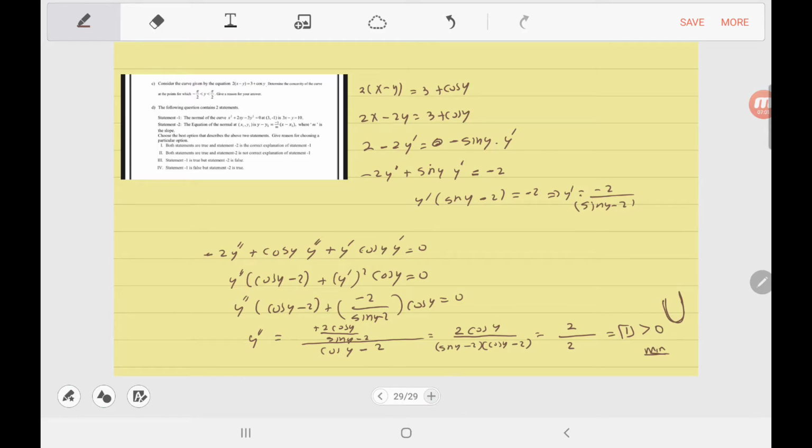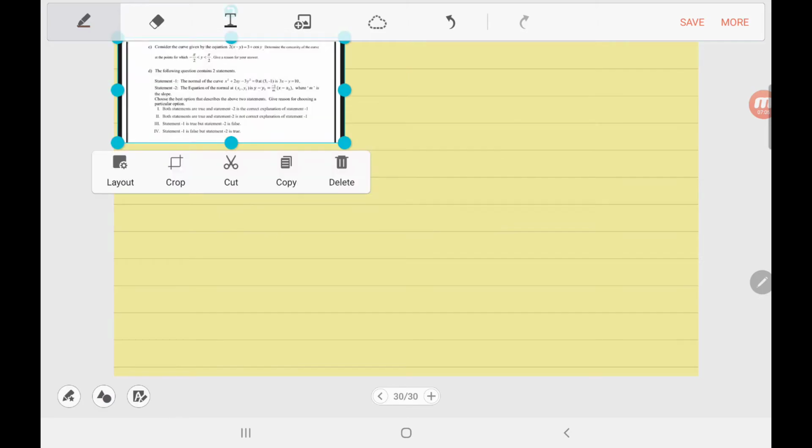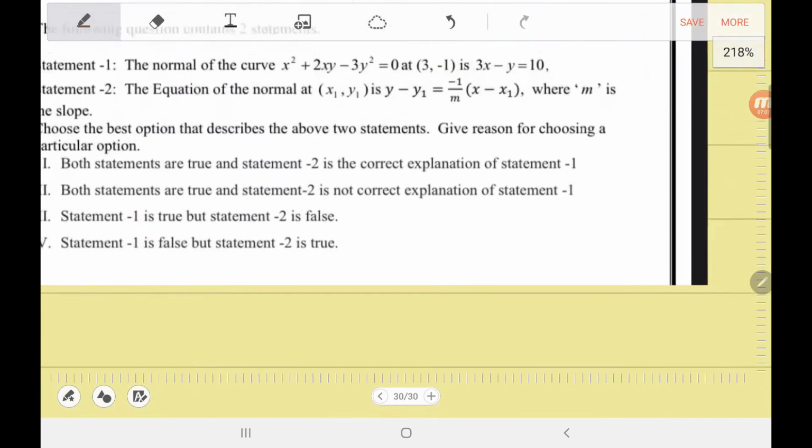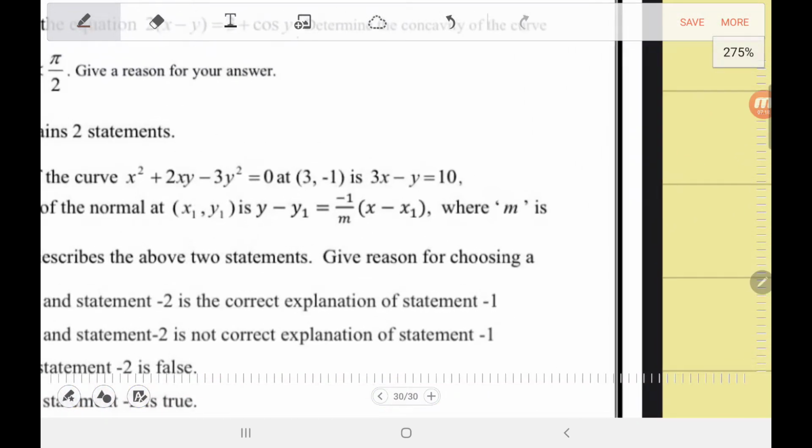Let's go for the next one. The next one is telling me that the following question contains two statements. Statement 1: the normal of the curve is this. So the normal of the curve means I need to derive it and evaluate at the point.